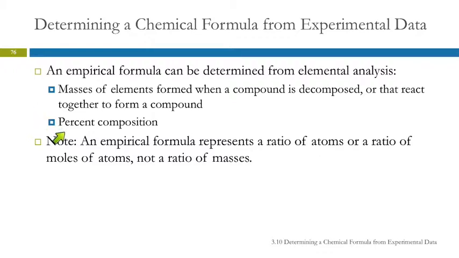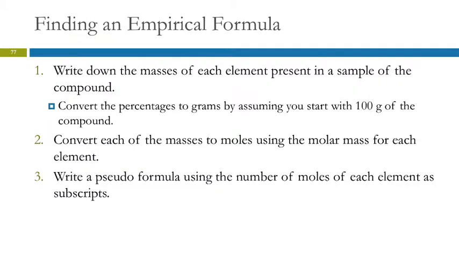If we know the percent composition, we can use that data to find the empirical formula. So the empirical formula is the ratio of atoms or moles of atoms. It's not a ratio of masses. So we're going to go to moles again, because moles is our counting unit for atoms. So for those of you who like a set of instructions, here they are.